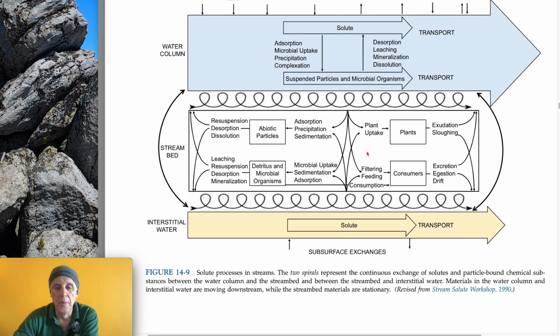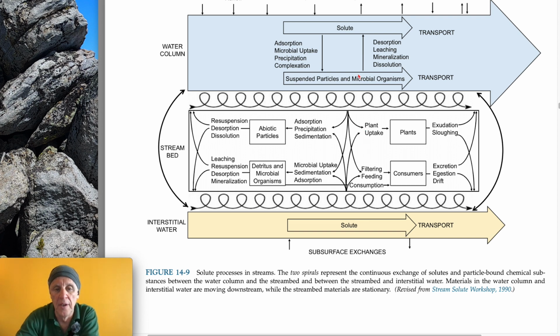And so they were talking about the fact that we have two spirals here. We have spiral number one, and then we have spiral number two. And what they are supposed to symbolize is the continuous exchange of solute and particle-bound chemical substances between the water column and the stream bed, and between the stream bed and interstitial water.